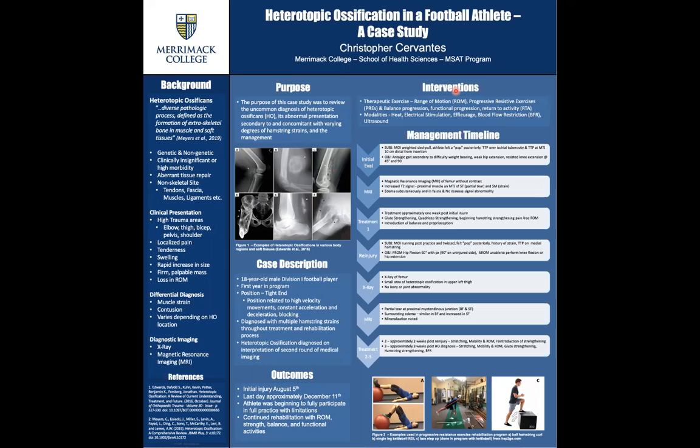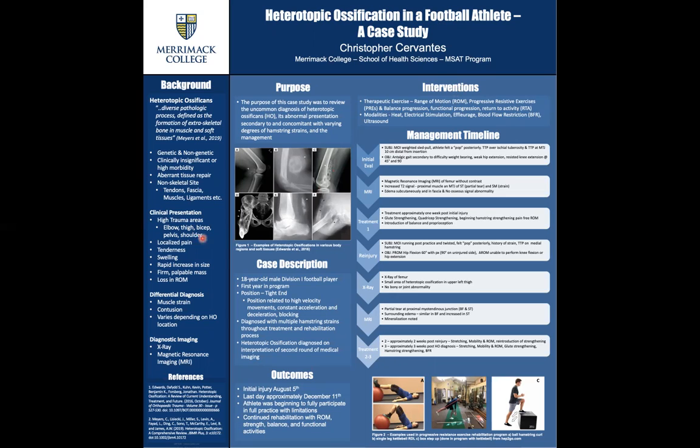So the background of heterotopic ossification and what you need to know about this disease: it's defined as a diverse pathological process defined as the formation of extraskeletal bone in muscle and soft tissue. When you get an injury and you heal, usually tissue of that same type will come in to replace that injured tissue. But in this case, bone replaces that instead of, for example, muscle tissue in a muscle injury.